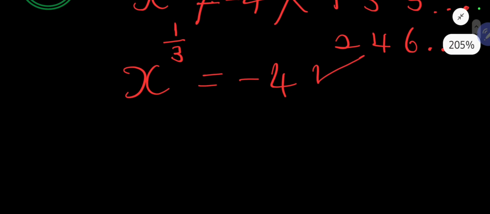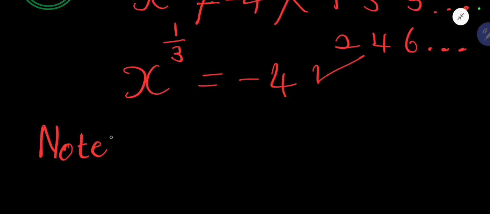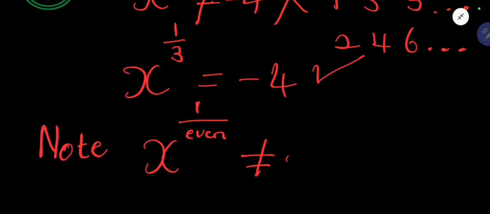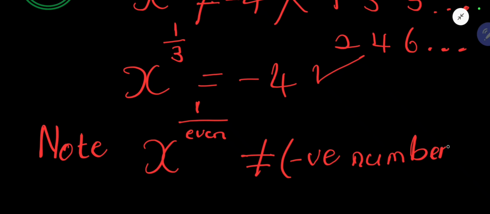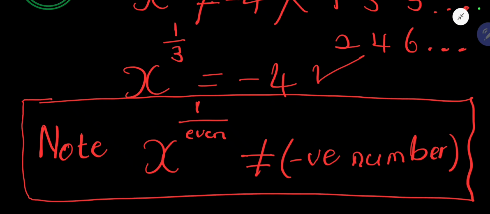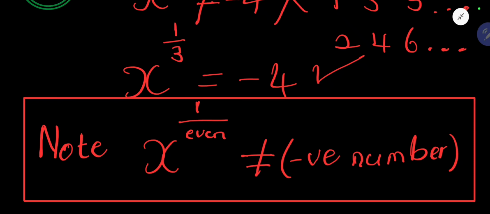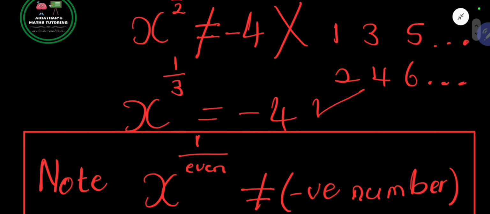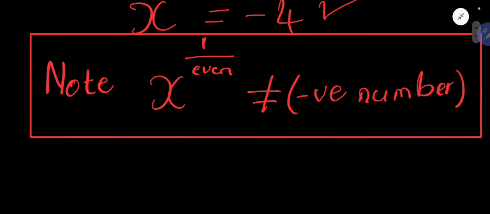Let me just make a small note for you, something for you to note. Note this, guys. Note, if you have x exponent 1 over an even number there, it can never be a negative number. This statement, guys, is very powerful. Make sure that you do not forget it. I hope you see this. Make sure that you remember it, because it will help you so much, guys. Okay, let's continue, guys.